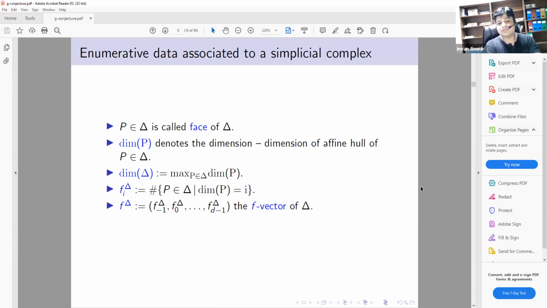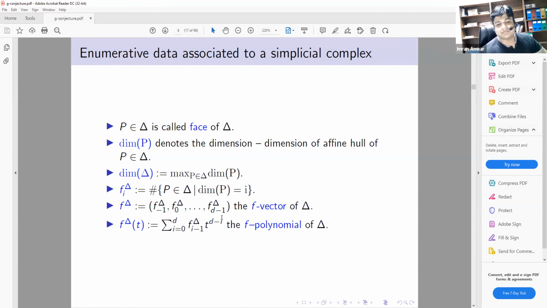So this is the general convention in the theory of discrete geometry. F minus one is always one. Regarding this particular vector, which records the dimensions of all the faces, we call it the F vector. And in order to study any sequence in mathematics, a general way is to study it through a polynomial, which one calls its generating function.